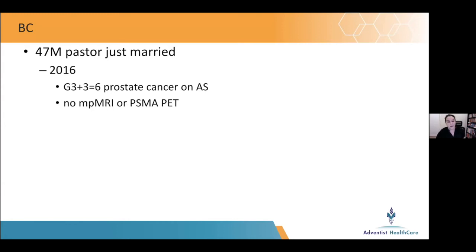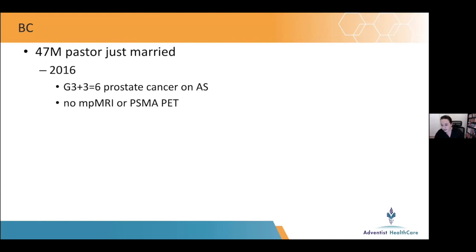And this is an example of a man who, I think, if he got a PSMA PET at the time of diagnosis and starting active surveillance, may have had a very different outcome. And I guess the red flags: this is a 47-year-old man who 2 years ago was diagnosed with 3+3 and was placed on active surveillance.